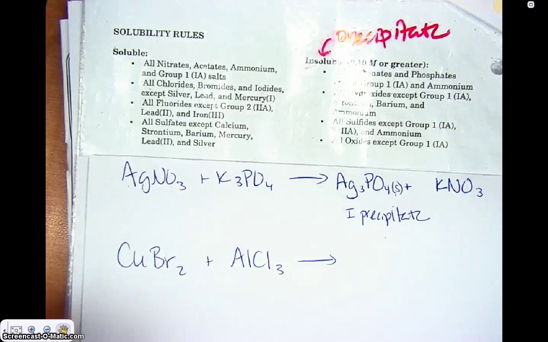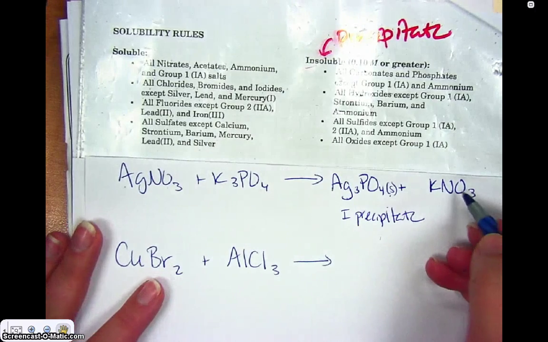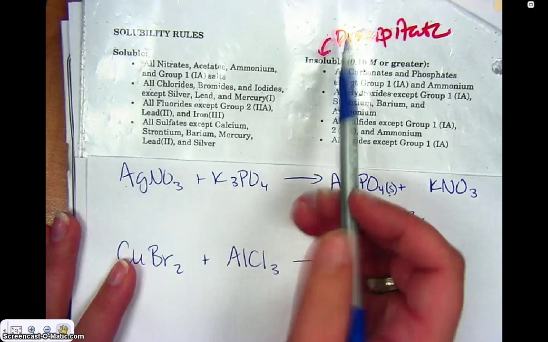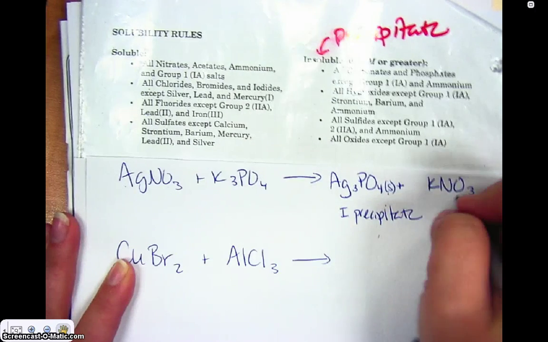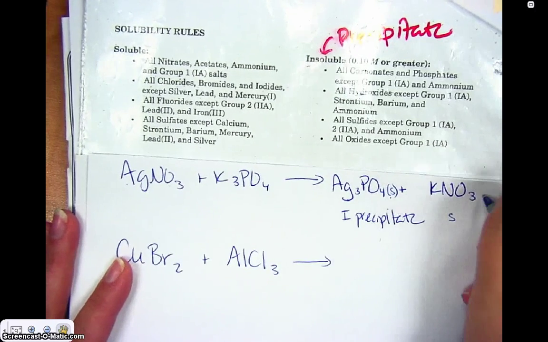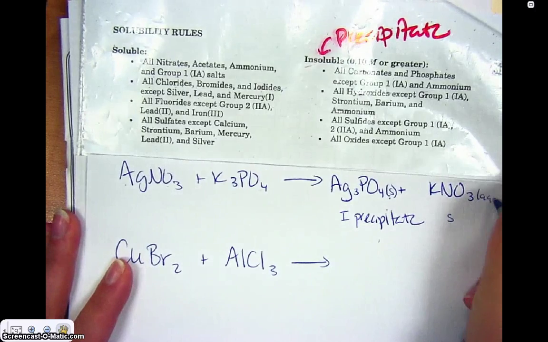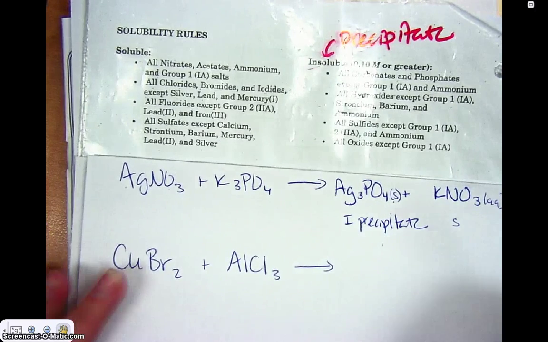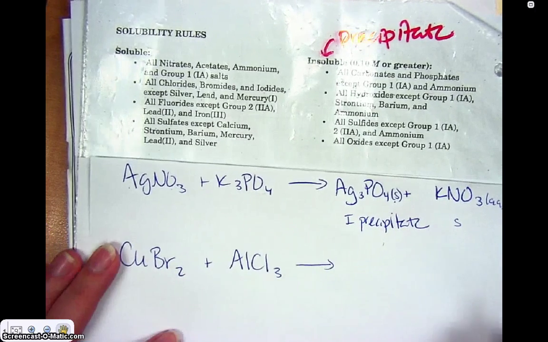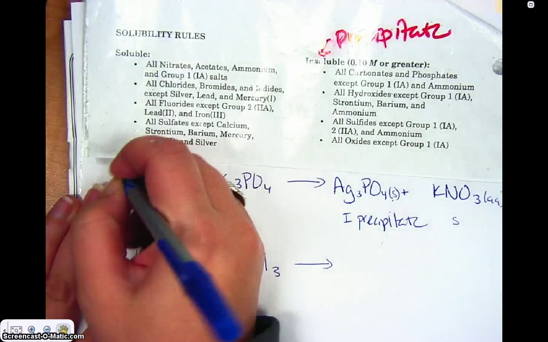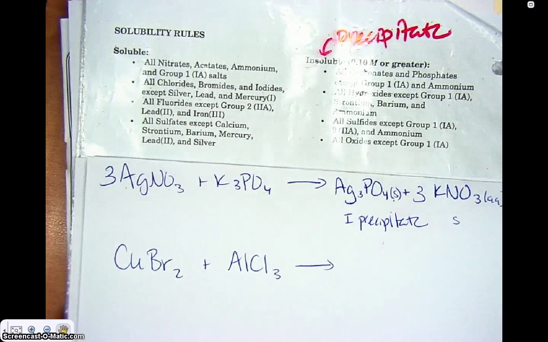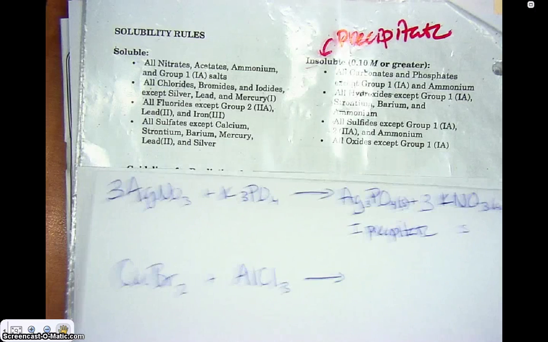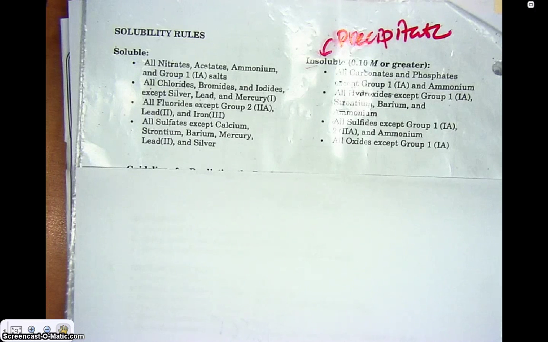I could stop there, but let's just go ahead and look at potassium nitrate. If we look over here, it says all nitrates are soluble. So this would be a soluble product, so this would be aqueous. It would be in solution. Okay, so this reaction definitely does happen. Then I could go back and balance, which I think I just need a 3 here and a 3 here. And I'm good. Alright, so let's do one last one, and then we'll talk about combustion reactions quick, and then you can practice these on your own.